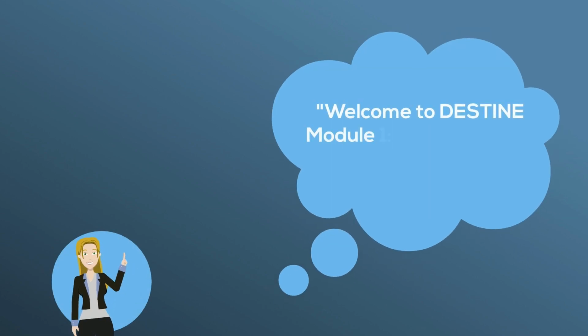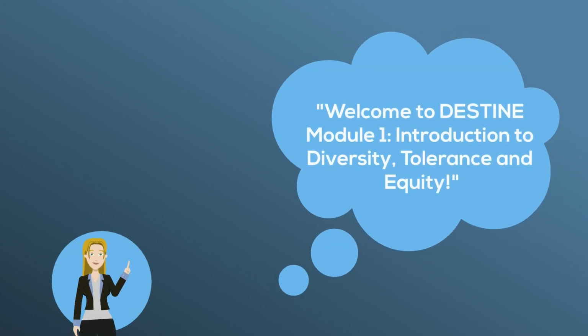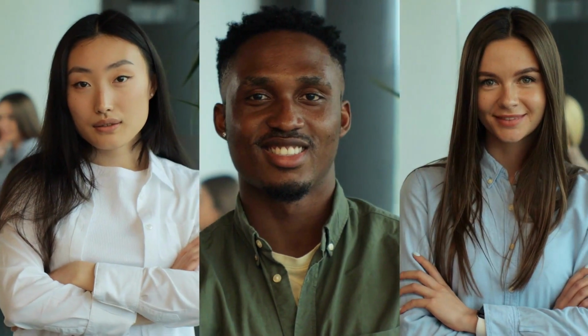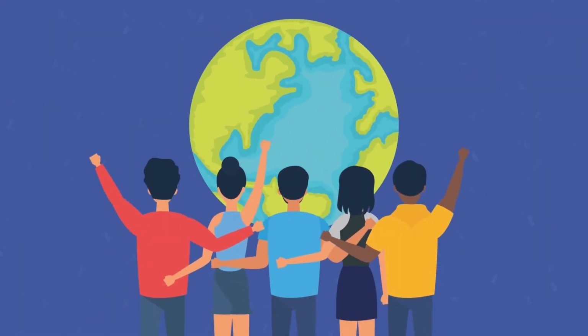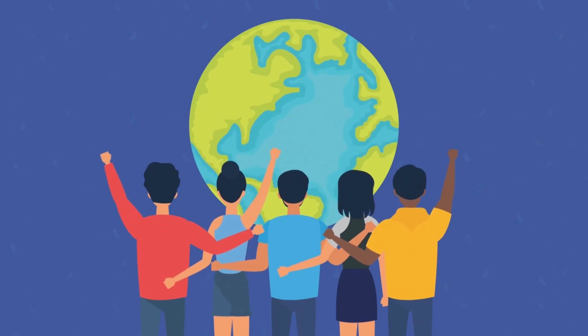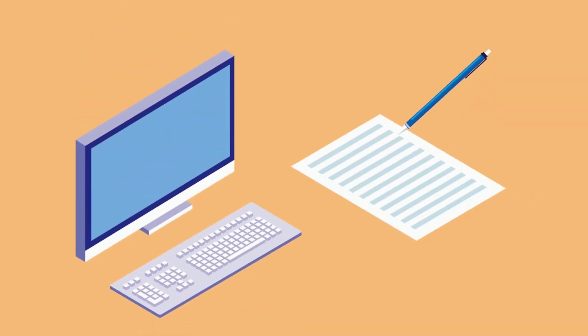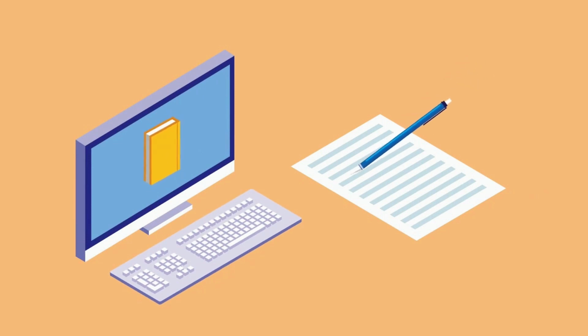Welcome to DESTINE Module 1, Introduction to Diversity, Tolerance and Equity. This module aims to provide an introduction to the concepts of diversity, tolerance and equity and their importance in promoting a safe, inclusive and democratic society. This module will provide a variety of descriptions, self-directed learning activities and useful tips to achieve the intended learning outcomes.